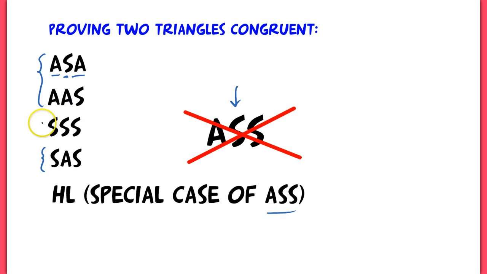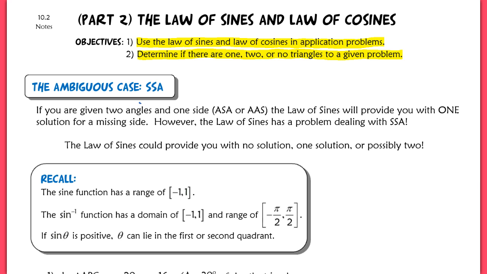I'm going to wait and talk about the side-side-side case after we talk about this particular case, and we actually don't need to worry about HL at all because that's dealing with right triangles and we're solving oblique triangles. So let's come back now to our note sheet where we're going to discuss that special case, the ASS or SSA case.